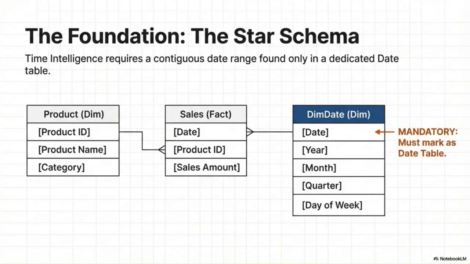Before using any time intelligence function, one thing is mandatory. That's a date table. Your date table must contain continuous dates, have no missing values, be marked as a date table, and be connected to the fact table. Without this, functions like previous month or previous year will not work properly.